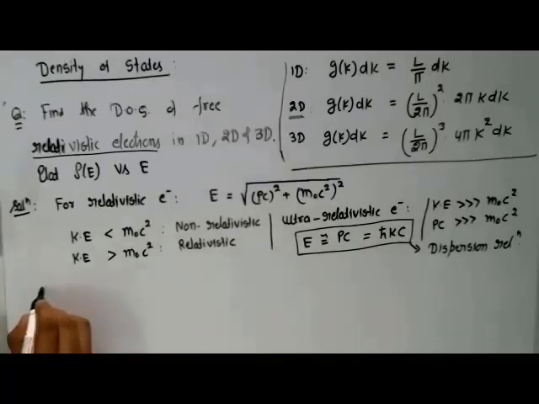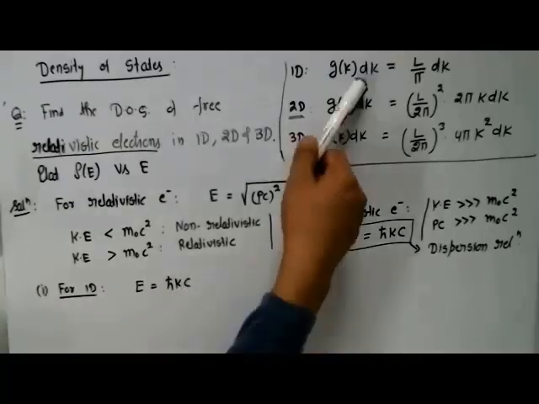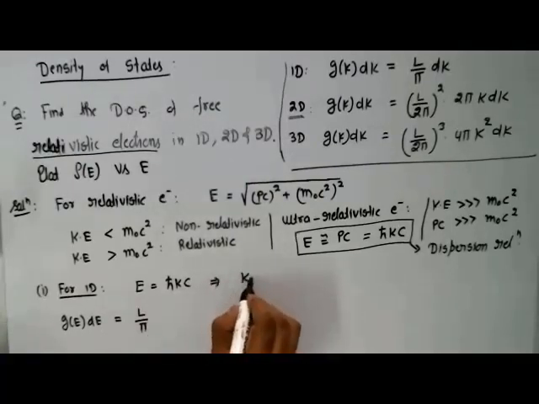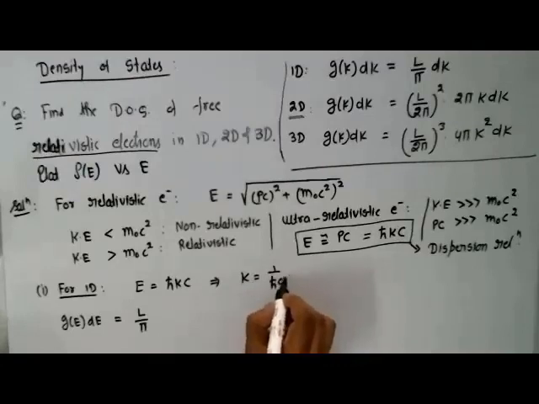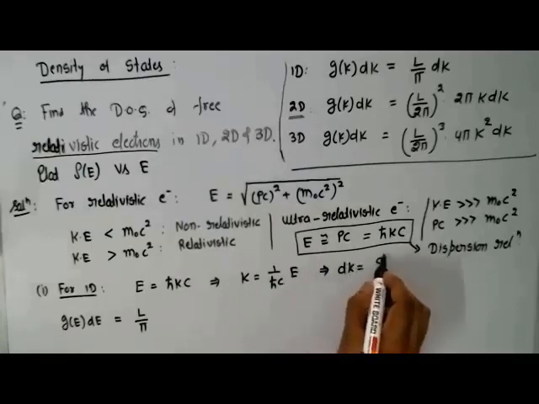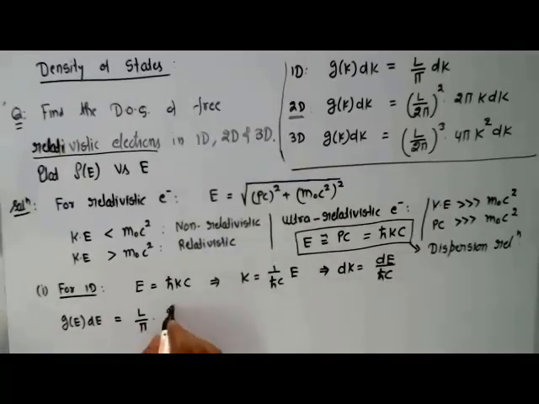Now you can see, let us make case number 1. So for one dimension, we're going to solve. So I will use this E equal to h cross k c, and I have to put this value in this equation. तो क्या बन जाएगा वो? The left hand side becomes function of energy and L upon pi. Now from this equation, you can see this k becomes 1 upon h cross c into E, and the dk simply becomes dE upon h cross c. तो वैल्यू पुट कर दो तो कितनी आ जाएगा? dE upon h cross c.